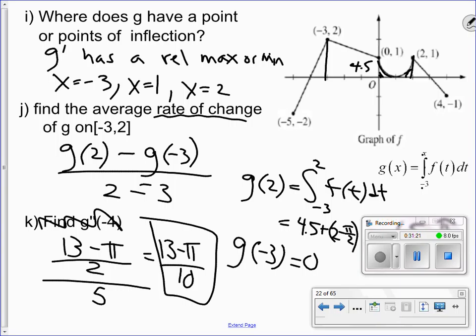Well, it would just make it a little easier. Oh, on the AP exam, you don't have to simplify any arithmetic.